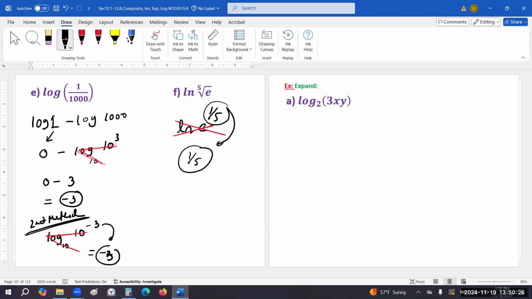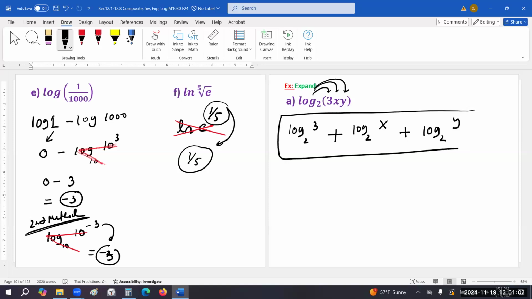Between them, what do we have? A plus sign. Good, plus. So we can distribute them, but between them we have to put addition. So log base 2 of 3 plus log base 2 of x, and the last one is log base 2 of y. Nothing we can do here, so we stop.